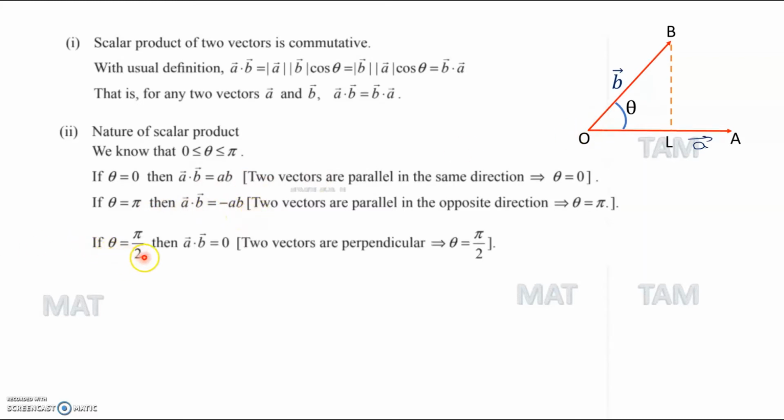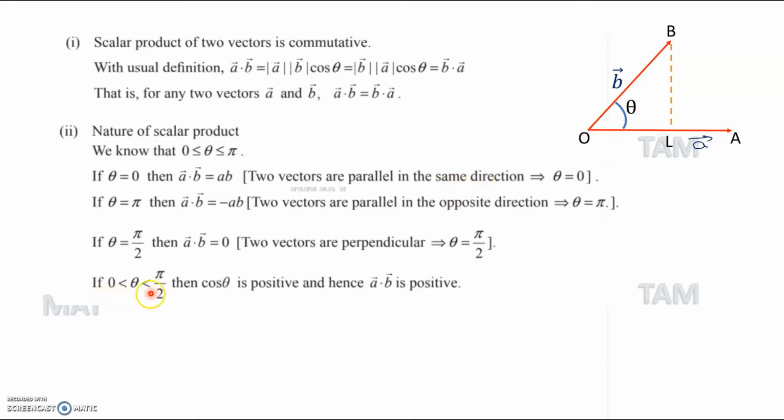And when theta is equal to pi by 2, the angle between vector A and vector B will be 90 degrees. If it's 90 degrees, then the two vectors are perpendicular. So then A dot product with B will be 0, which is evident from this. The projection that vector B will make on A will be 0. Therefore, A dot product with B will be 0.